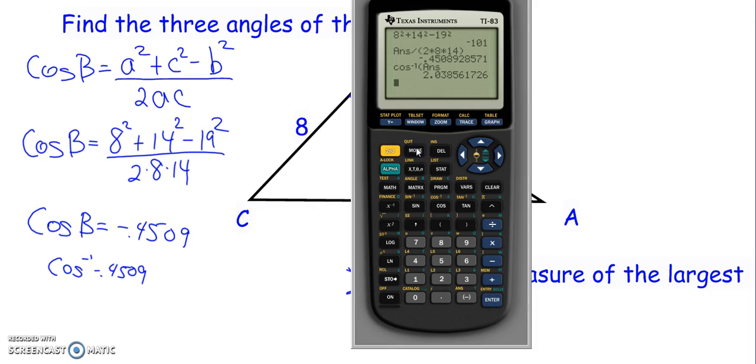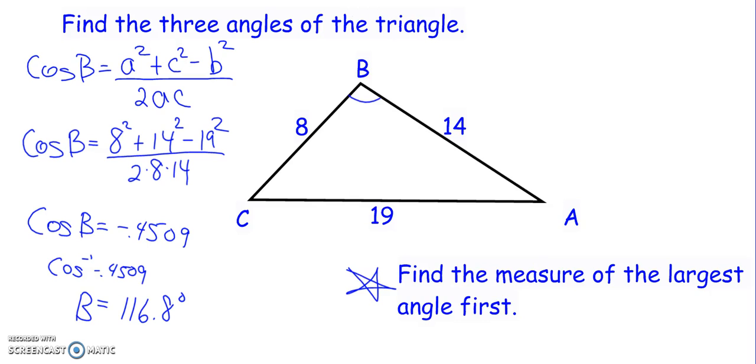So if I had to convert that to degrees, which I would be most familiar with, I would multiply by 180 over pi. So times 180 divided by pi and hit enter. 116.8 degrees. So now we have a guaranteed answer: angle B is equal to 116.8 degrees. We can fill that in our chart. 116.8 degrees.